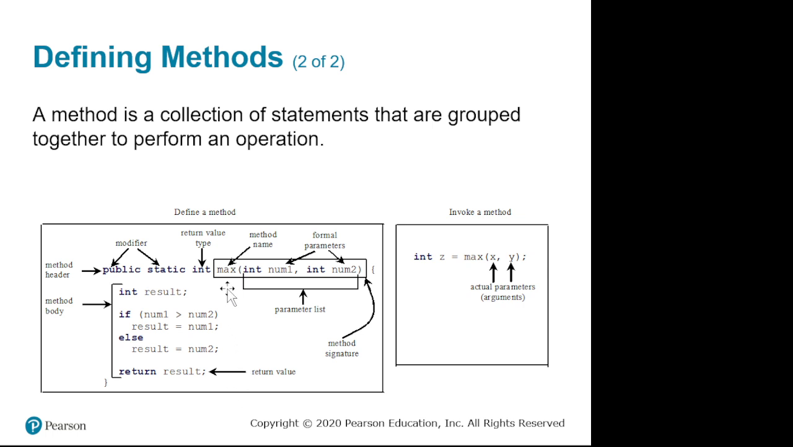And so our method is defined in this header, and then the code that it runs, and then it returns particular results. And then in another piece of code, like in our main, we take the name and the argument list, and that invokes this code, filling in for number 1 whatever we pass into this first variable, and filling in for number 2 whatever we pass in for the second variable.